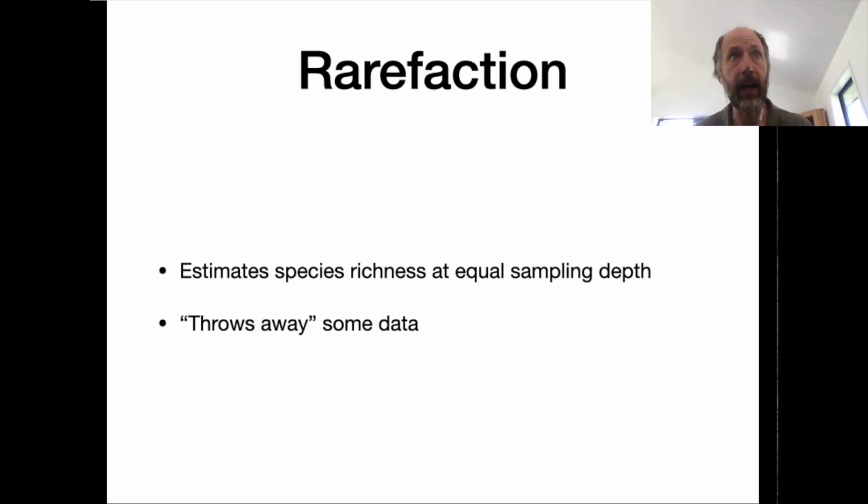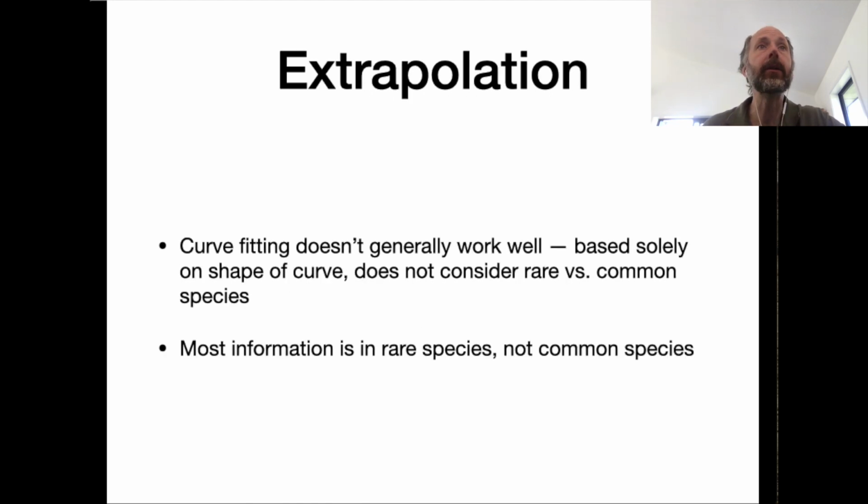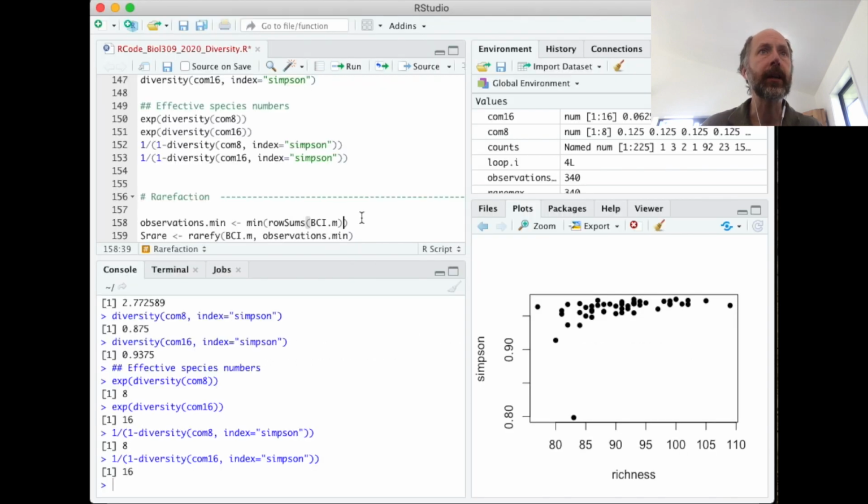So rarefaction estimates species richness when you have the same depth or same effort of sampling, and it inherently throws away some of your data. It's based on the smallest data set you have, and then throwing away the data from the bigger data set until it's the same size. We can take an example of that.